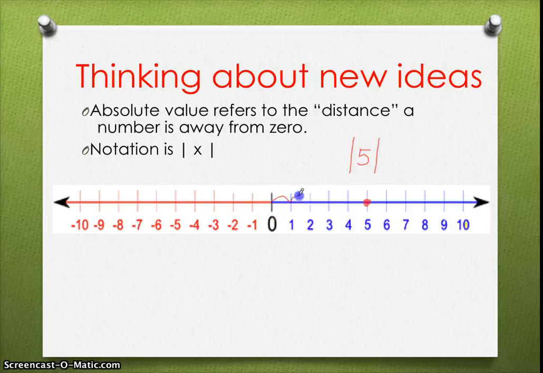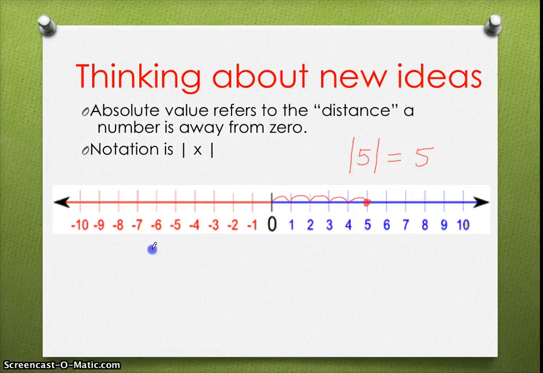There's 1, 2, 3, 4, 5. The distance that 5 is away from 0 is 5. So the absolute value of 5 is 5. But the idea of absolute value refers to distance, so this positive and negative language is not relevant.